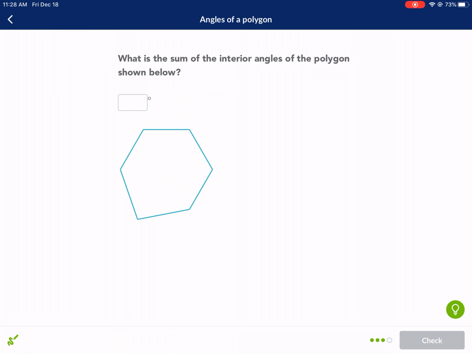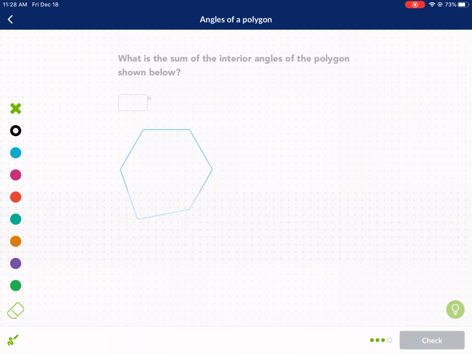What is the sum of the interior angles of the polygon shown below? Okay, it doesn't matter that they're not equal sides. 1, 2, 3, 4, 5, 6. Doesn't matter that they're not equal sides. We just have to know the number of sides.